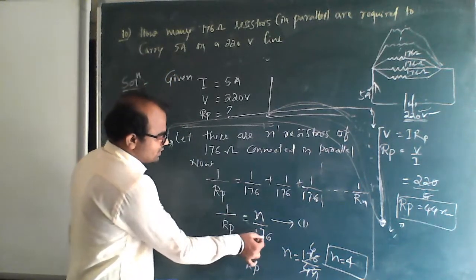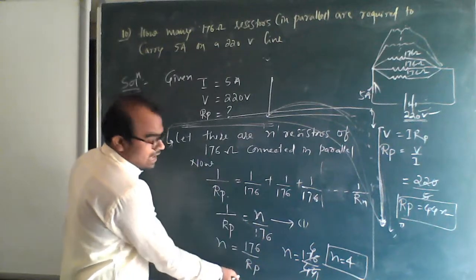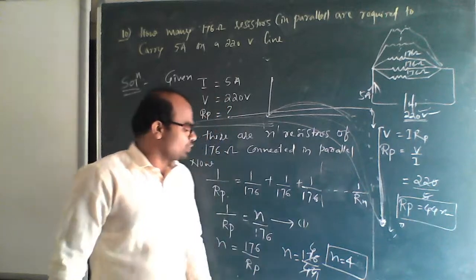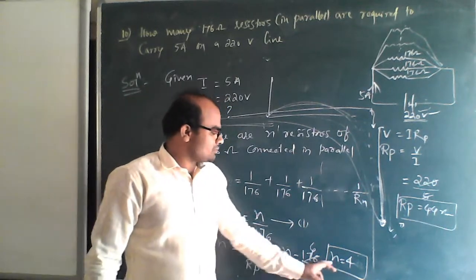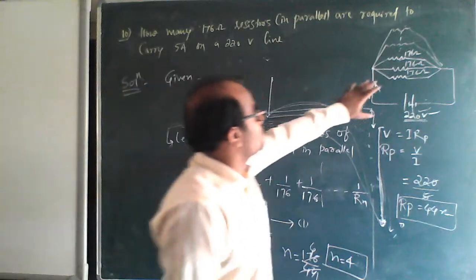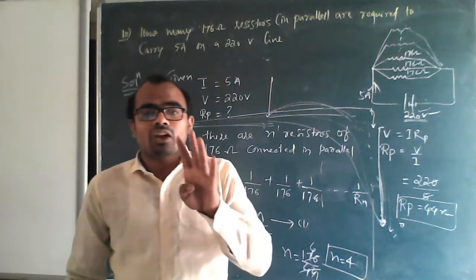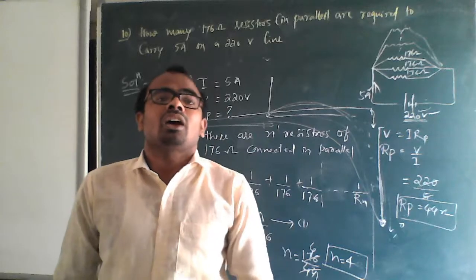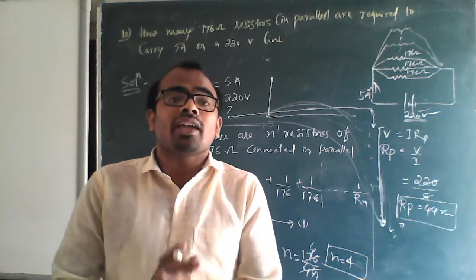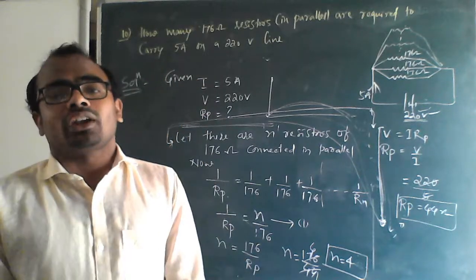What will be my n? n is equal to 176 by Rp. Rp we have already found out, that is 44. n is equal to 176 by 44, that is n is equal to 4. So how many such resistors are there? There are 4. There are 4 resistors connected in parallel to carry 5 ampere on a 220 volt line.